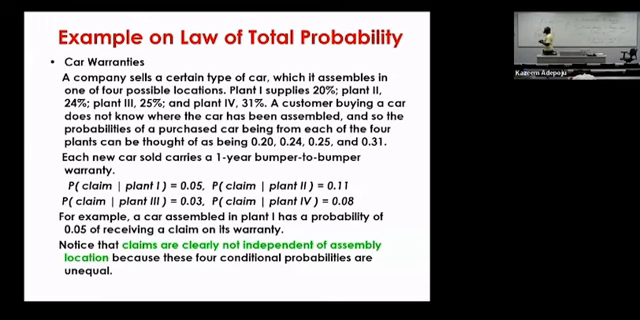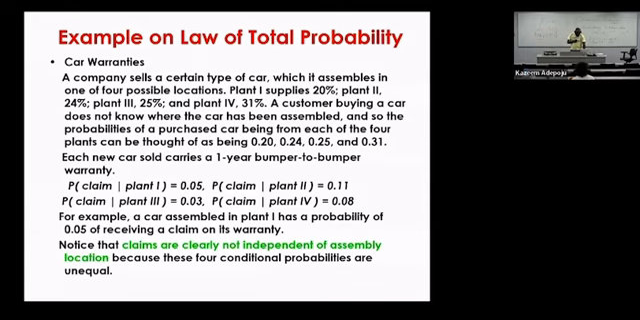Okay, a company says a certain type of car is assembled in one of four possible locations. Plant 1 supplies that, plant 2 supplies that, and so on. And each new car sold carries a 1-year bumper to bumper warranty. You were given all of that in terms of a conditional probability, so those are your likelihood. Now the question: claims are clearly not independent of assembly location, because these 4 probabilities are unequal.